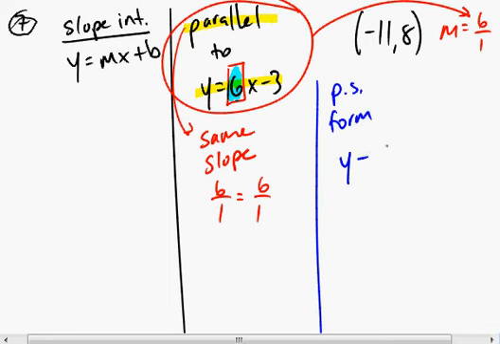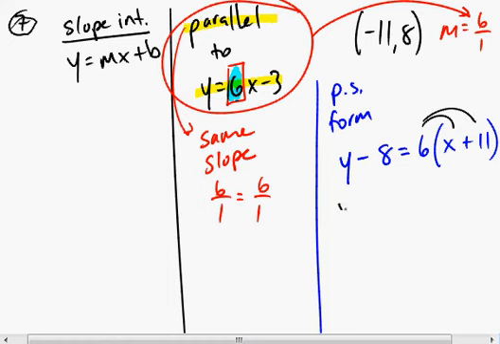Y minus, what, Kim? 8 equals, Tiffany, what do I write here? It's point slope form. 6 over 1 times x minus negative 11, positive 11. Plus 11. Good. Is that what we want the answer to look like? No, because that is point slope, and we want, Junior, what do we want our answer to be in? Slope-intercept. Very good.